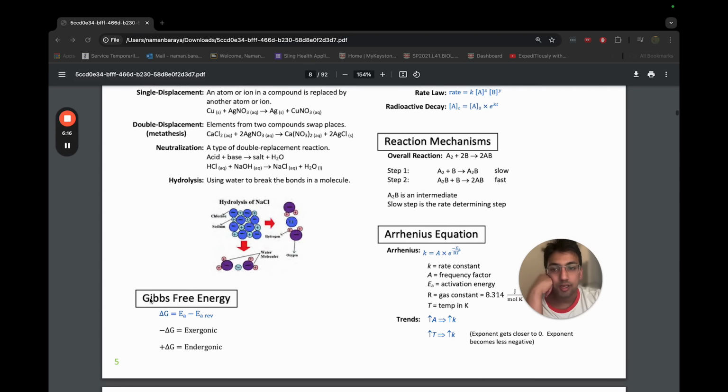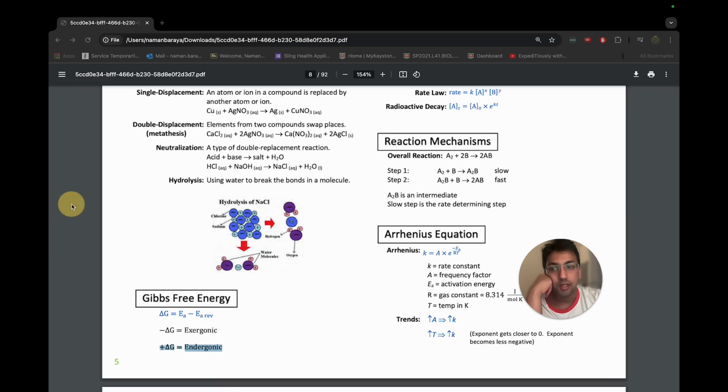Okay, next we have Gibbs free energy. So Gibbs free energy is kind of telling you, does the universe want this reaction to happen or not? If Gibbs free energy is negative, then it's exergonic, the universe wants it to happen, and if it's positive, then it's endergonic. The universe doesn't naturally spontaneously move in that direction.